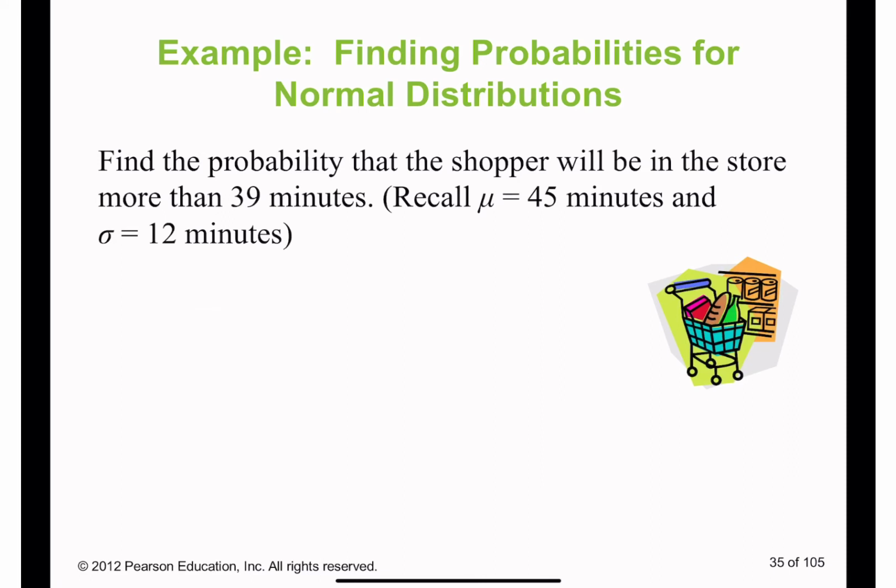Find the probability that the shopper will be in the store more than 39 minutes. More than 39 minutes. So if we need to know more than 39 minutes, that means x is going to be greater than 39, right? Not even greater or equal, it says more than, the equal sign is not there. Okay, so mu, it's using the same data, 45 minutes, and sigma is 12. And everywhere we have minutes, obviously.